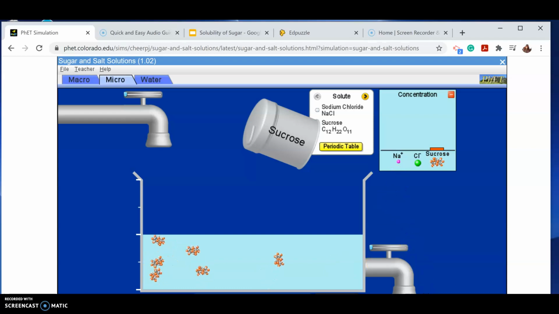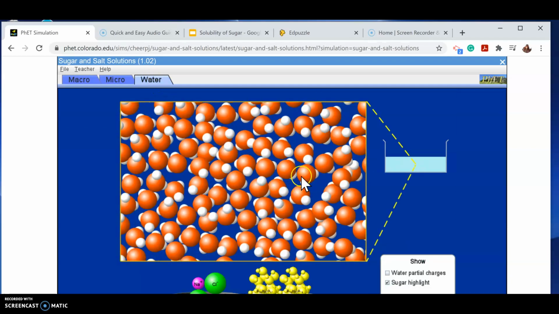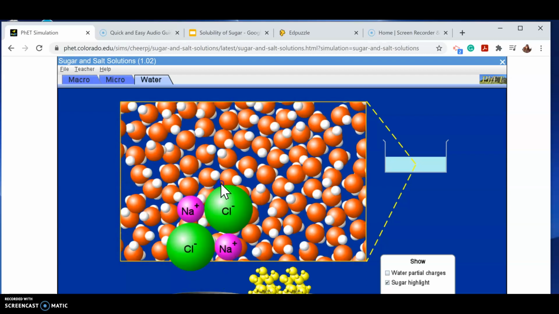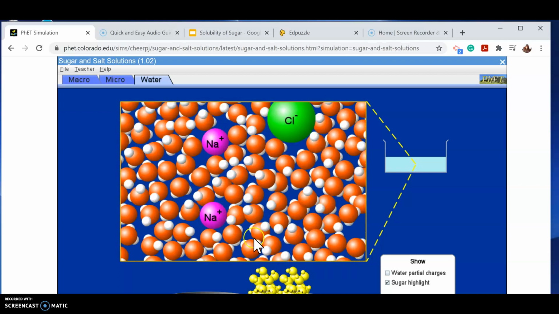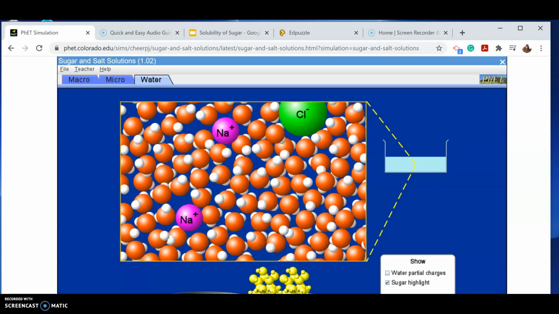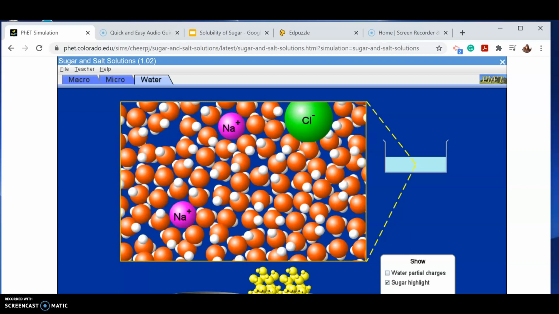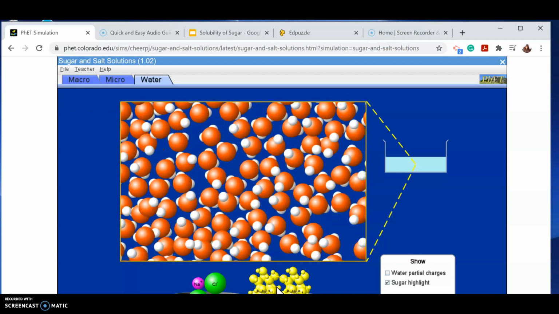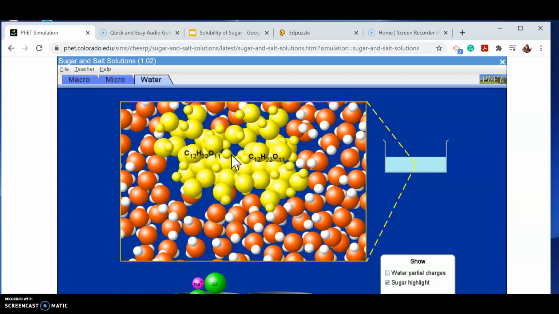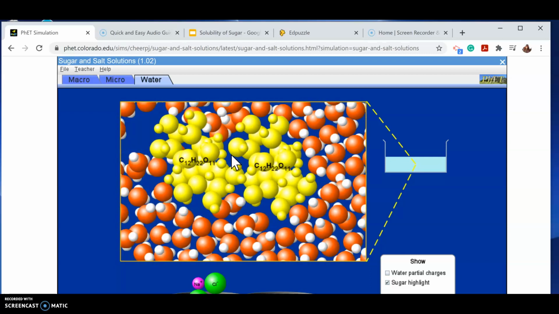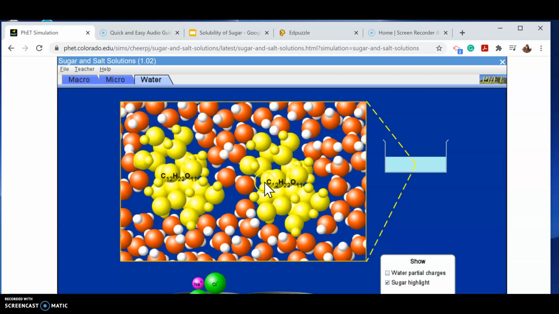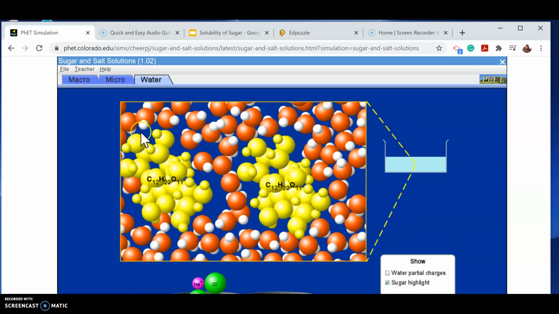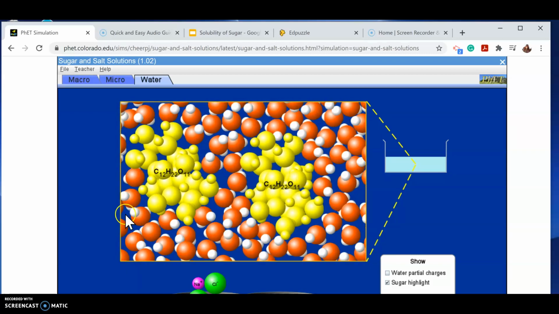We can also look at this in water. So here's water molecules, and let's add some salt. What happens to the salt? The sodium and the chloride separate from each other. Now let's try it with the sugar. The sugar goes in, what happens? The sugar molecules do separate, but it does not break apart into individual carbon, hydrogen, and oxygen atoms. They still stay as a whole unit, but these units do become separated from each other.